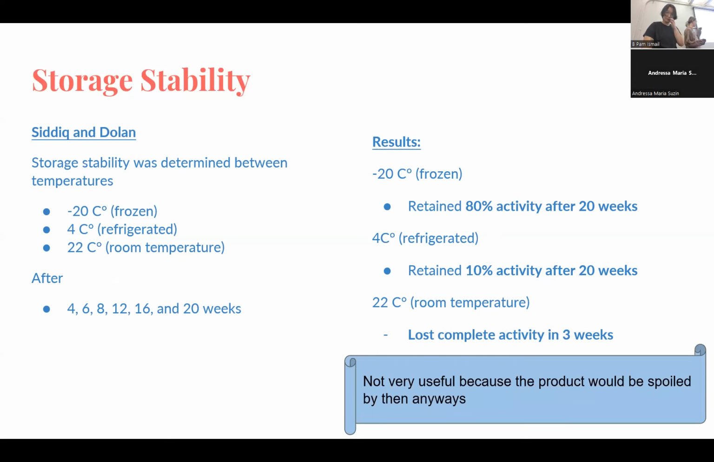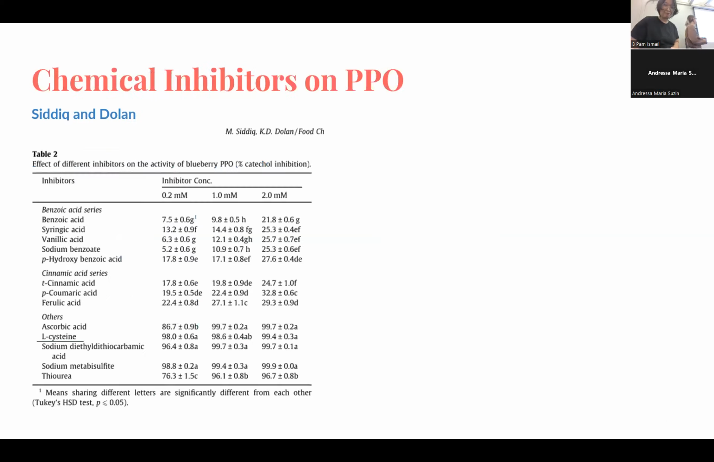However, I feel like the refrigerated and room temperature results aren't really useful, because after 20 weeks or 3 weeks at room temperature, your product is going to be spoiled anyway. So it doesn't really help. However, it is nice to know that polyphenol oxidase will be active even if it's frozen. There's no tables or anything.